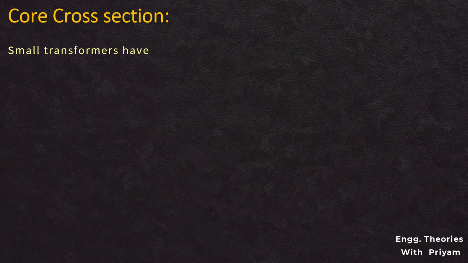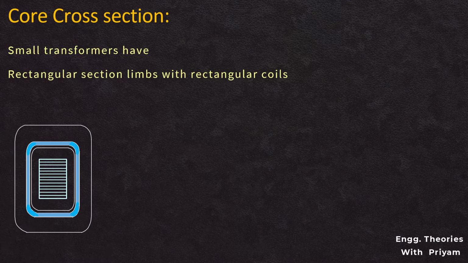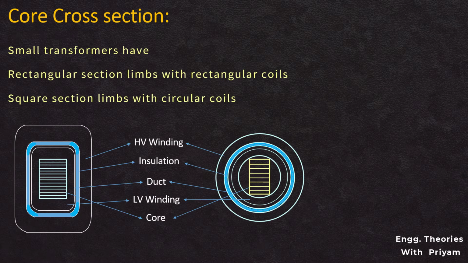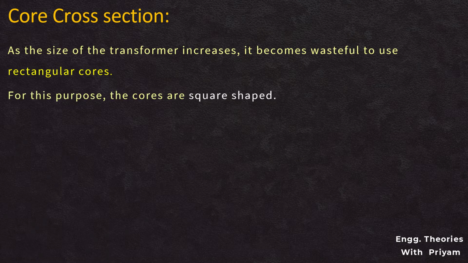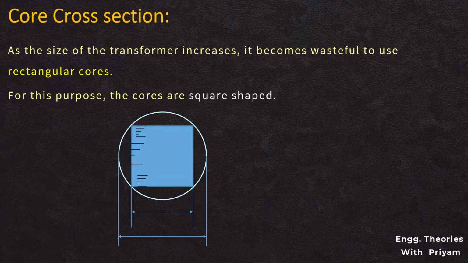Smaller transformers have rectangular section limbs with the rectangular coils or square section limbs with circular coils. As the size of the transformer increases, it is not efficient to use the rectangular cores. For this purpose, the cores are square shaped, which is shown in the figure. The circle denotes the inner surface of the tubular former that houses the windings, and the circle is referred to as the circumscribing circle.